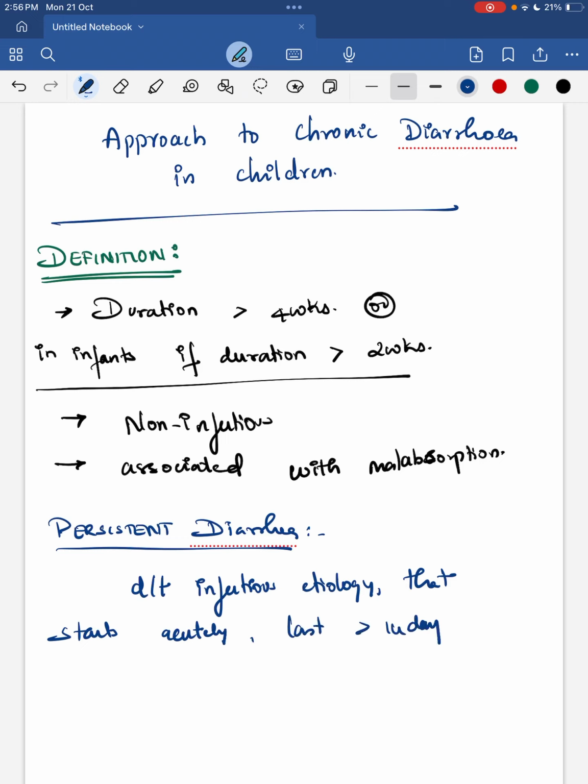Okay, it can also be secondary to lactose intolerance, antibiotic use, a fungal superinfection, urinary tract infection or some sepsis, and it can be compounded by primary undernutrition also. So this is the difference between persistent diarrhea and chronic diarrhea. Yes. Next is the etiological classification.